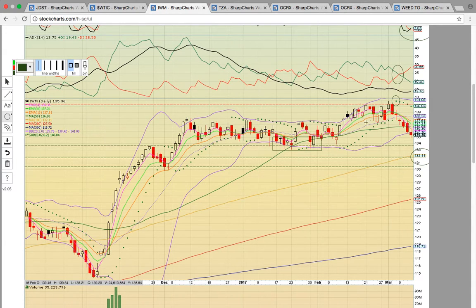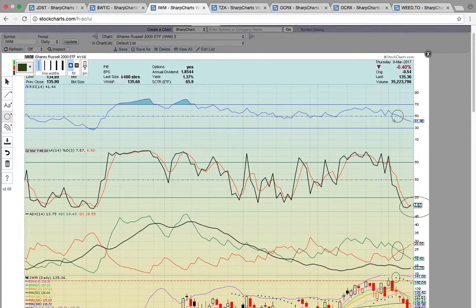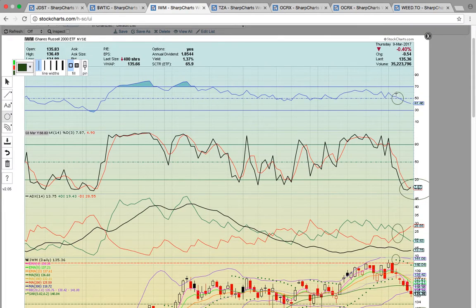See, the dots are below when it's an uptrend, and the flip signals a potential change in trend from the uptrend to a new downtrend. And so also we had RSI break below 50. That was a big red flag.